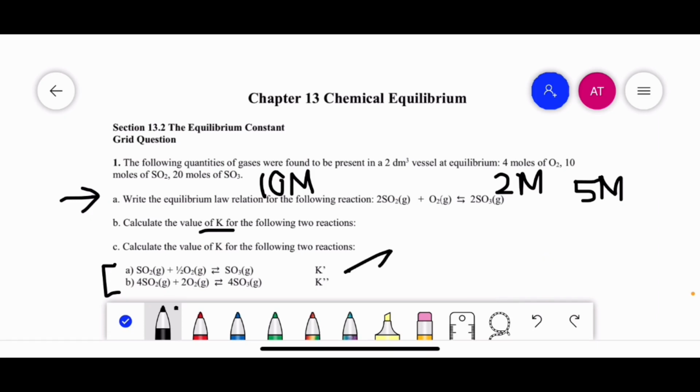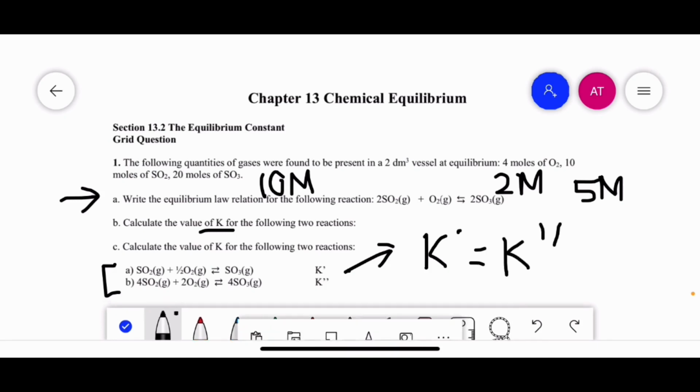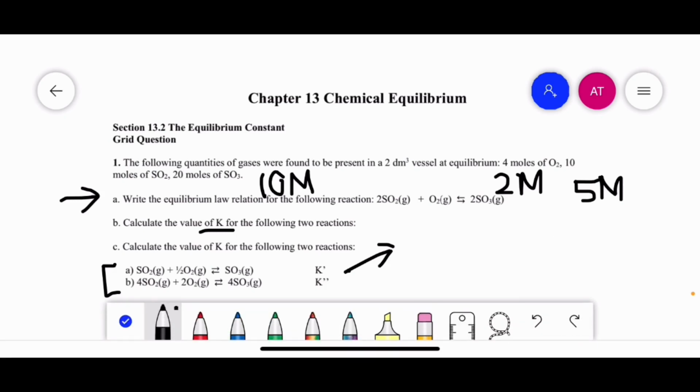Now for this reaction, we see that the coefficients were all halved, so the value of K prime is equal to the value of K to the power of half, which is equal to the root of 2, or simply 1.4. In the bottom reaction, you see that the coefficients were all doubled. The value of K double prime is equal to the value of K squared, which is equal to 4.